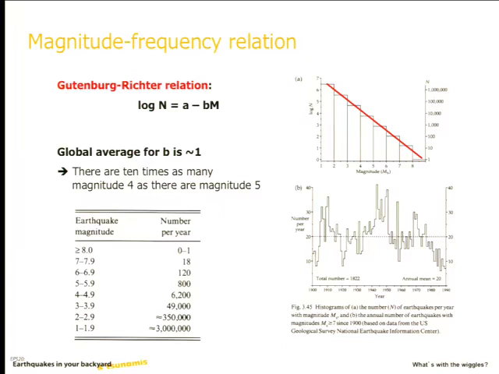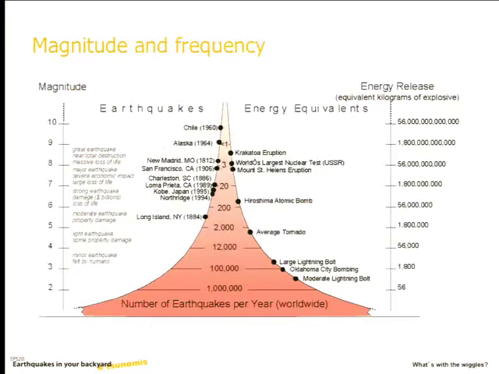What this comes down to is that because this is a logarithmic scale, and the gradient of this line is about 1, essentially there are 10 times as many magnitude 4 earthquakes as there are magnitude 5. And there are 10 times as many magnitude 5 earthquakes as there are magnitude 6. All right, so again, back to the logarithmic scale. In round numbers, there are 10 times as many magnitude 4 as there are magnitude 5.